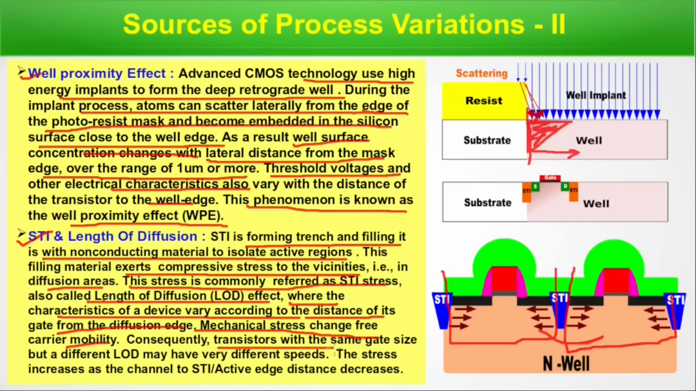So consequently, transistors with the same gate size but a different LOD have very different speeds. The stress increases as the channel to STI active edge distance decreases. Depending on that distance, the amount of stress changes, and when the amount of stress changes, the impact on free carrier mobility changes. So one transistor always behaves differently from the other. So that is STI and length of diffusion effect. So we are done with this slide. We will move to the next slide.